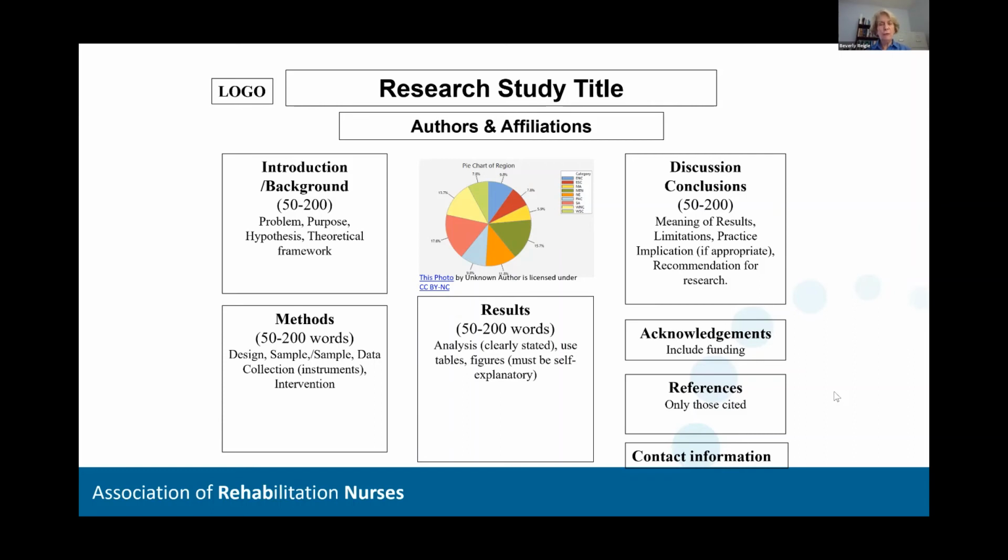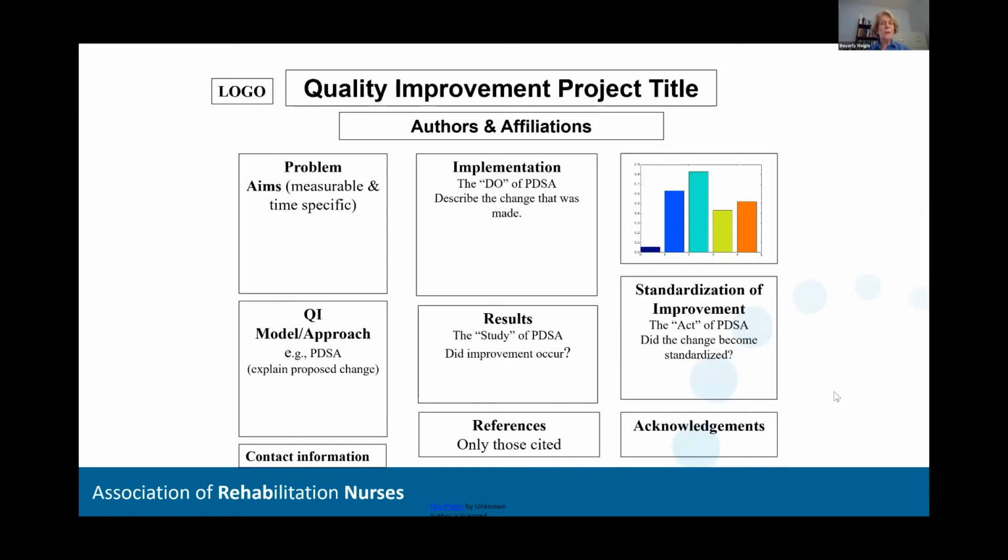So this is, again, for research, and this one is for quality improvement. Again, none of this is hard and fast, but just think of it. It has to be a logical progression of thought. And so that's however you're going to lay it out. Think from left to right, and however you're going to do it so that the person flows with that thought.